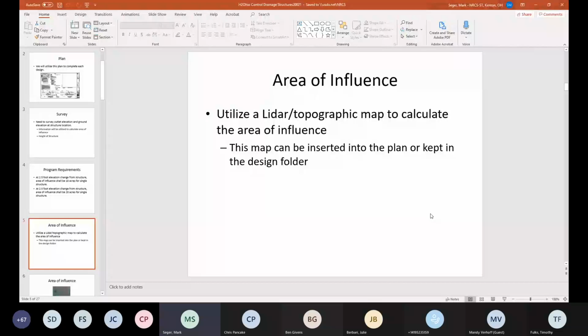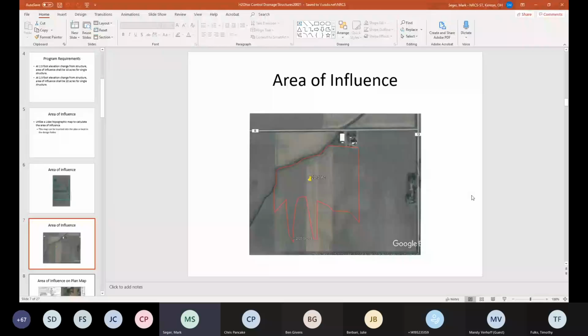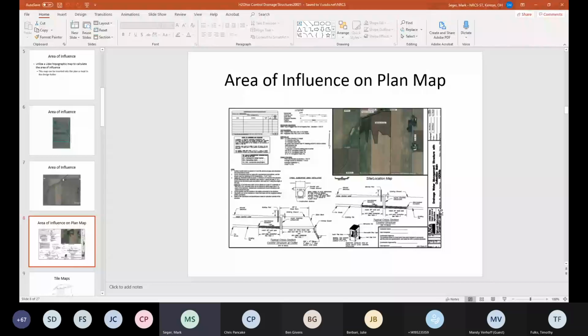So let me show you a couple examples of a site. You could use this LiDAR map here. You could pick out where the structure is, and then you could draw in, using the contour lines, that area and calculate it and figure out how many acres you might have. You could do it in Google Earth or something along those lines, showing the area of influence. It's a good thing that you could put either on the plan or in your design folder. Here is that same site put into the site map, and it shows that area of influence for the structure that we're going to be installing. So it really makes it a nice clean area. It's not required, but it is nice.